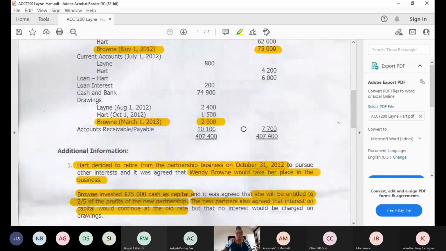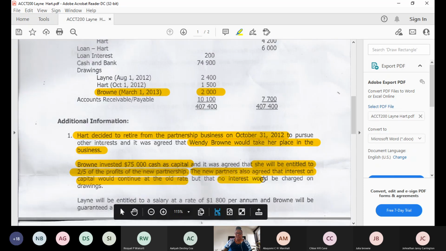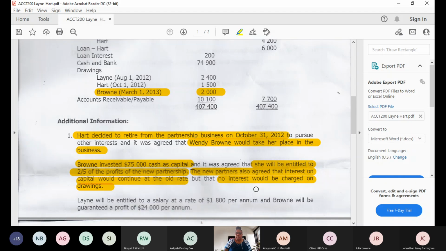And when you come to the new agreement now, you will say, okay, profits and losses, 3/5, 2/5. Interest on capital 6%, because that's the same thing. And then we say, but no interest will be charged on drawings. So this is the new partnership. So then you will write no interest on drawings on the new partnership. So that when you're doing the question, when it comes to the new partnership, I should not see you calculating interest on drawings, because they said they were not charging any interest on drawings for the new partnership. The old one had interest on drawings.